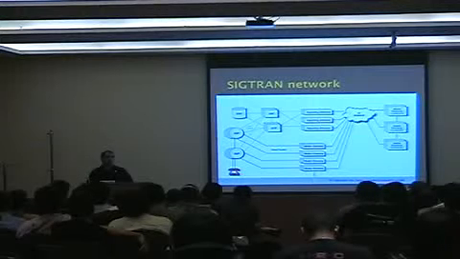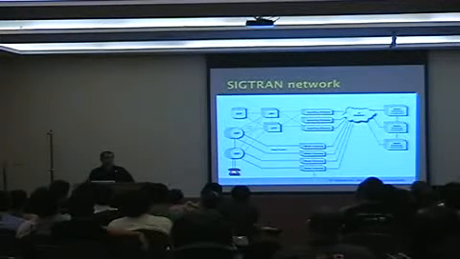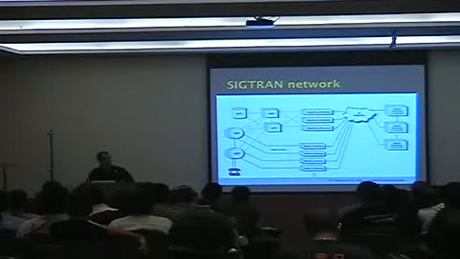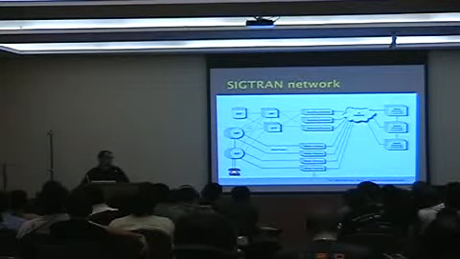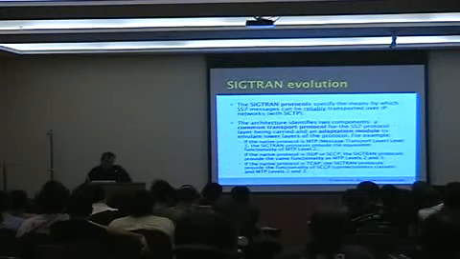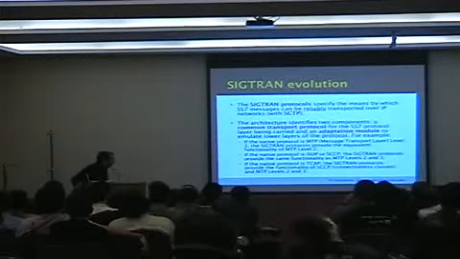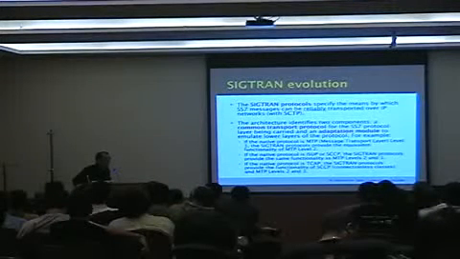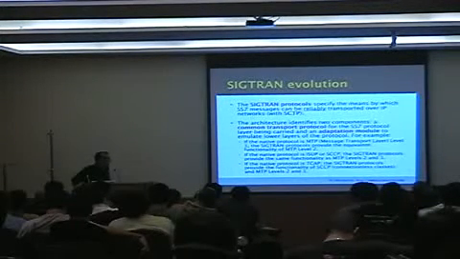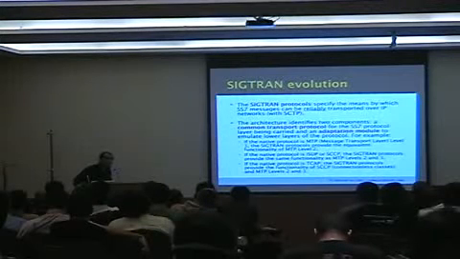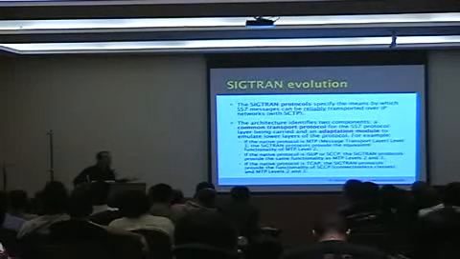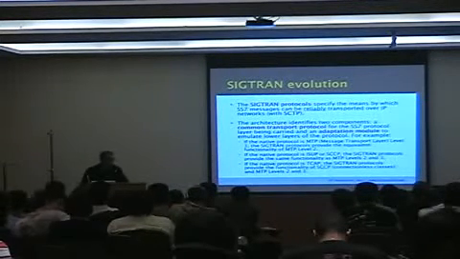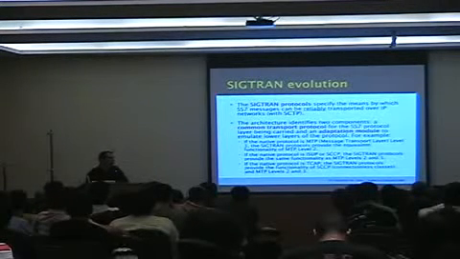SIGTRAN is work done by the IETF, the Internet specification body, and it enables carrying SS7 on top of TCP/IP. For this, we're using SCTP, and prior to this conference, I gave some talks about SCTP scan, which is a way to scan for SCTP entry points. And this is where it starts to get interesting, because this is something you can quite easily find in a telecom operator network.